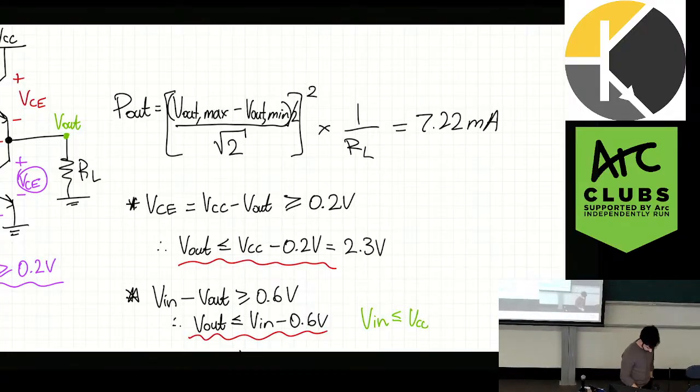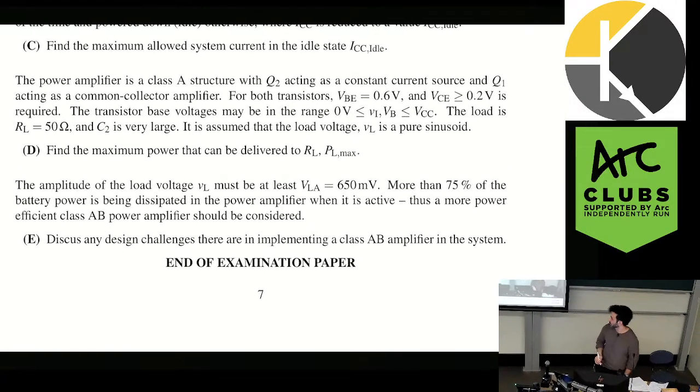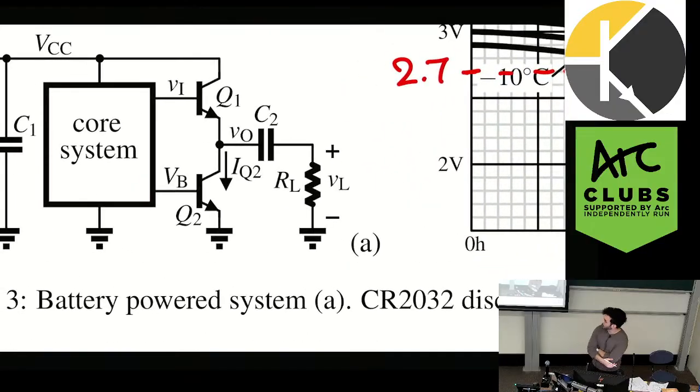Okay. Very last question. Given the time, I'm just going to talk about it rather than go through any calculations. So the amplitude of the load voltage must be at least 650 millivolts. More than 75% of the battery power is being dissipated in the power amplifier when it is active. Thus, a more power-efficient Class AB power amplifier should be considered. Discuss any design challenges there are in implementing a Class AB amplifier in the system. Any thoughts? So instead of using Class A, we use Class AB instead.